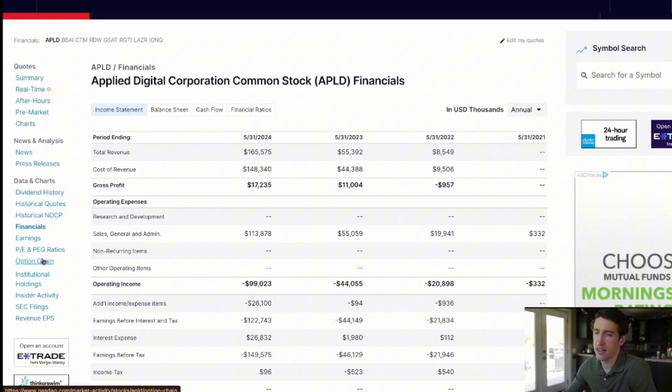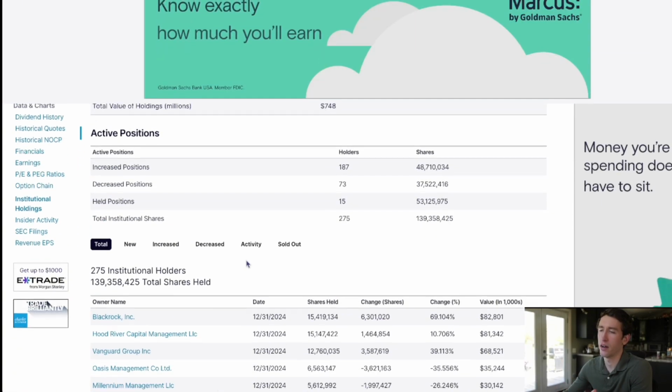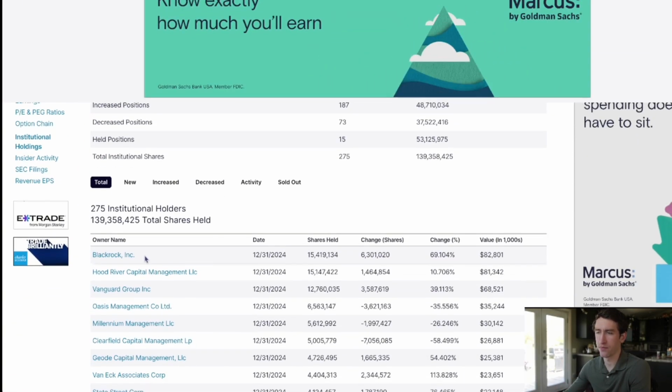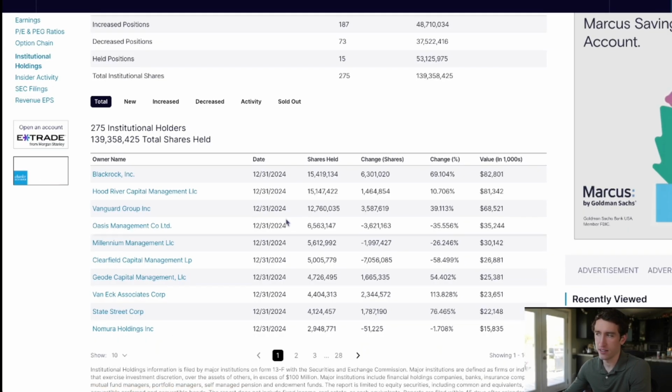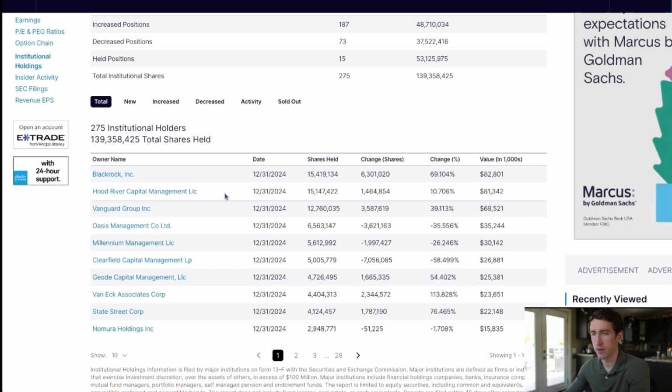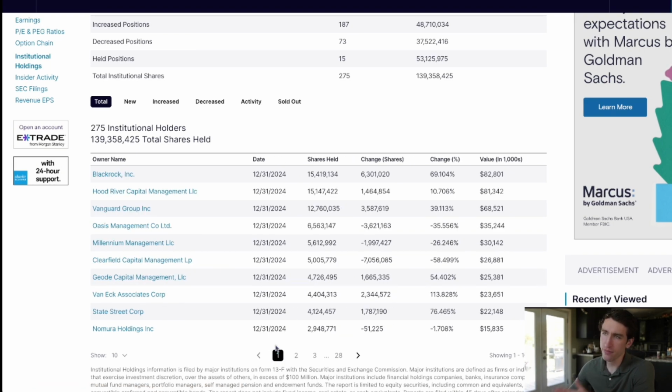You take a look at the institutional holdings, and you might say, before we even get into this, why would a company like BlackRock or Vanguard or State Street invest heavy amounts into this company? Because as you can see, they got, what is that, $82 million. BlackRock and Vanguard's got $68 million. These are big companies. Morgan Stanley, okay, Charles Schwab investing into this APLD. So why would they invest in it?